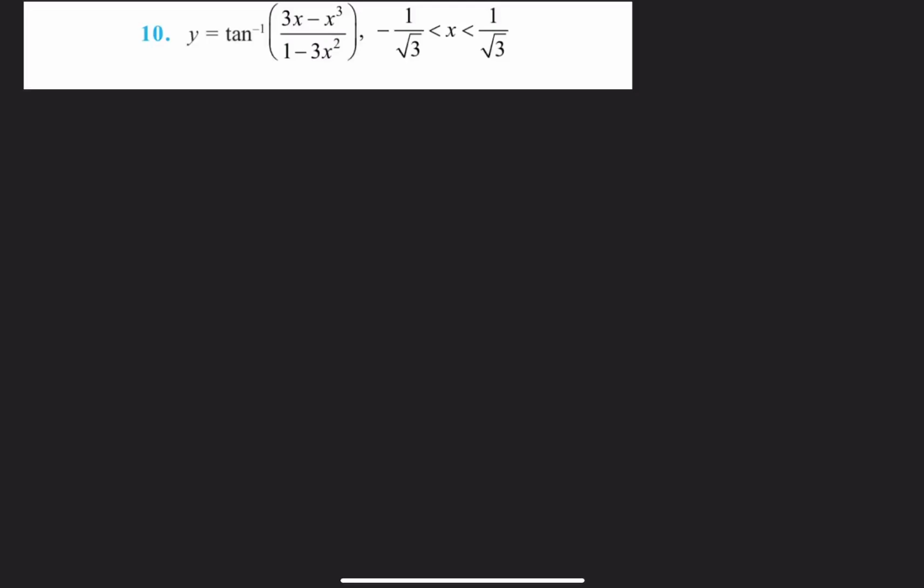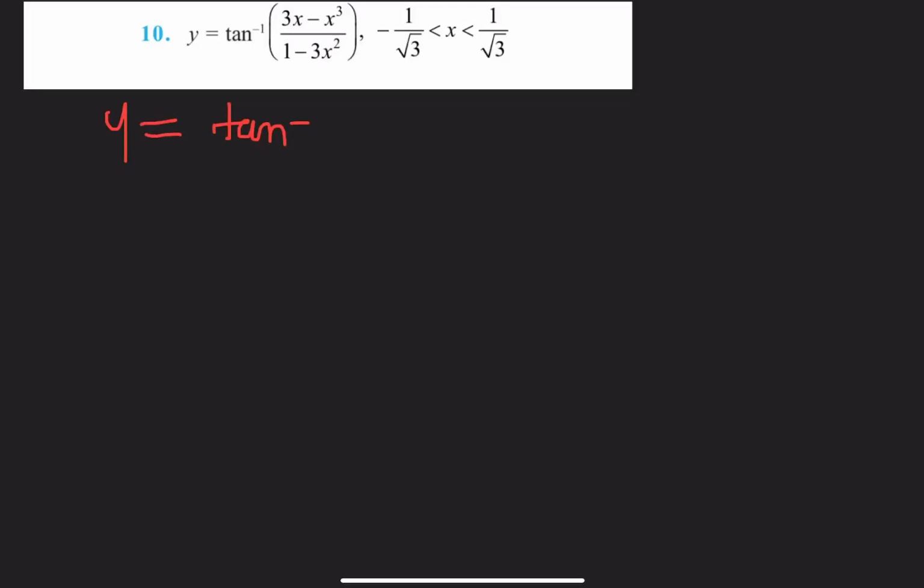So let's begin. The question states you have to find dy by dx when y is tan inverse of (3x minus x cube) upon (1 minus 3x square). Okay, this is your question. I hope the question is clear. So let's first write y again from the question only, because that's the first step. Always write your function which is given in the question.